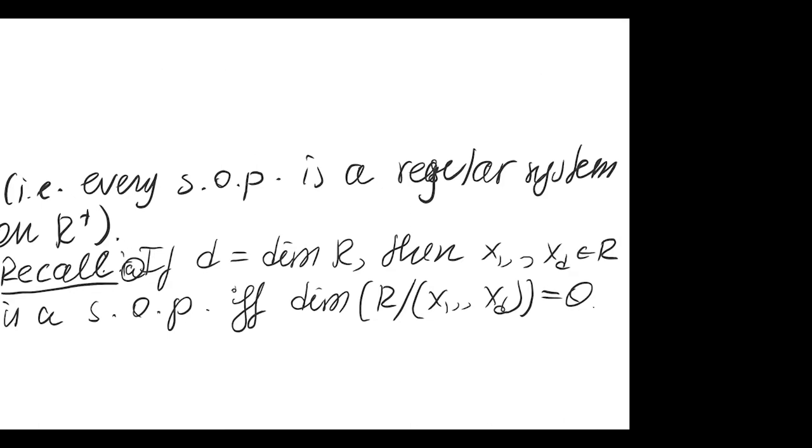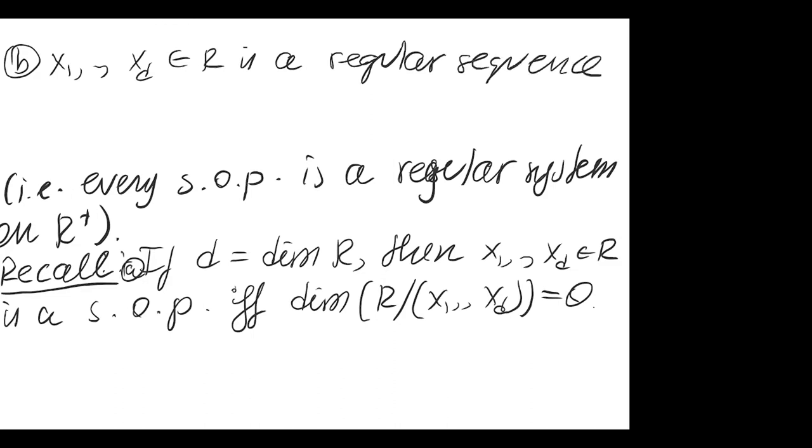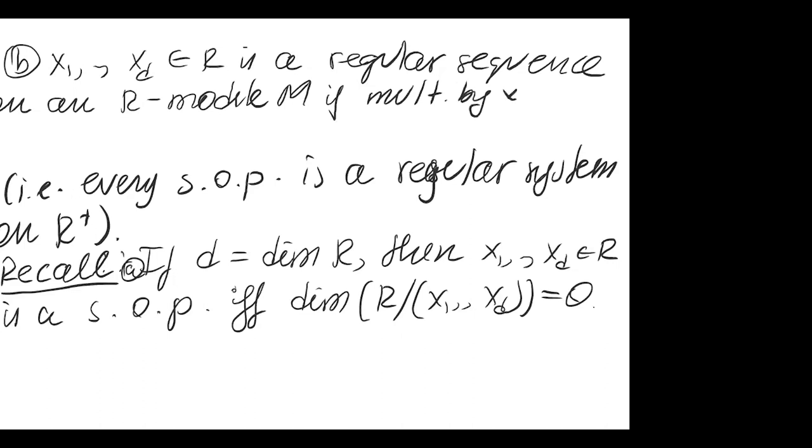So x1 through xd is a regular sequence on R modulo M if multiplication by xi on M modulo x1 through x(i-1) M is injective.